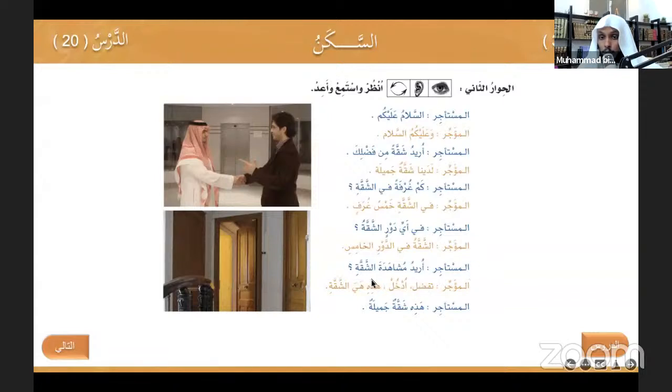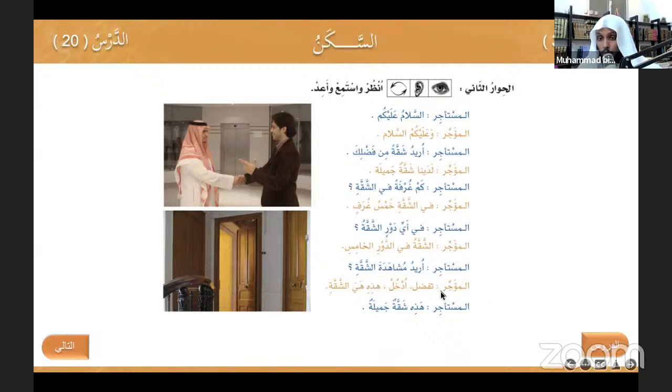المستأجر, he says أريد مشاهدة الشقة. I want to see the shaqqa. مشاهدة means to see. This again is something new that we haven't seen before, called the masdar, and we won't go talk about it in detail. Just مشاهدة means to see, okay, or seeing.